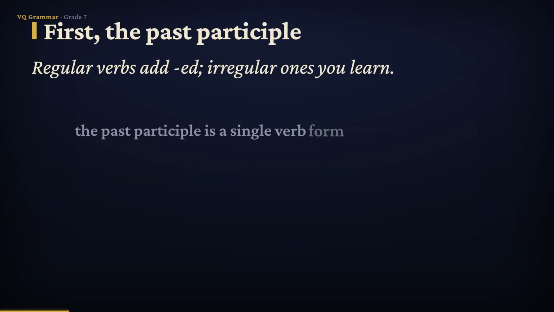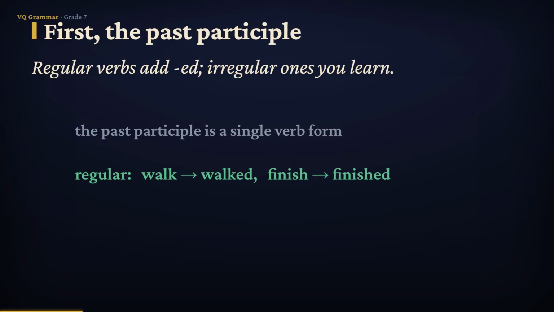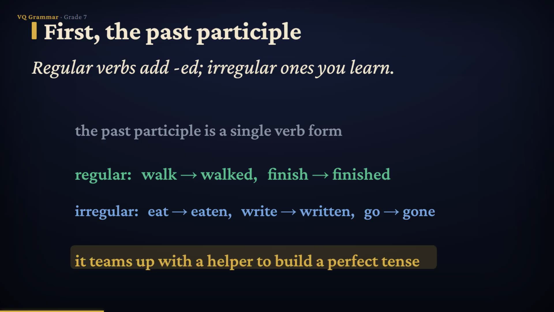First, let's make sure the past participle feels familiar, because both tenses lean on it. For regular verbs, the past participle just ends in ed. Walk becomes walked. Finish becomes finished. Some common verbs are irregular, and you simply have to know them. Eat becomes eaten. Write becomes written. Go becomes gone. That's the form that teams up with a helper to build a perfect tense. Keep it in mind as we go.